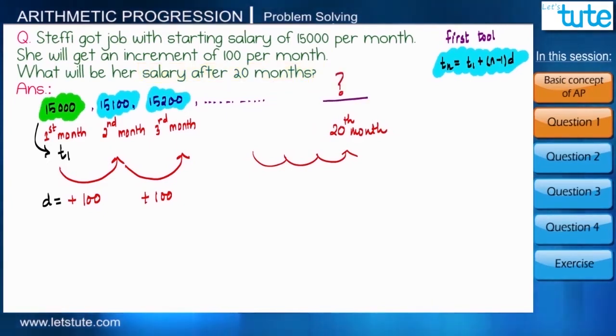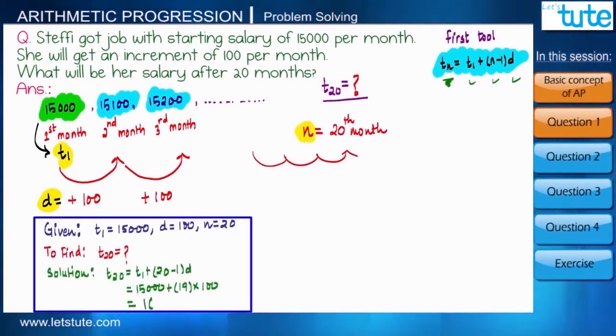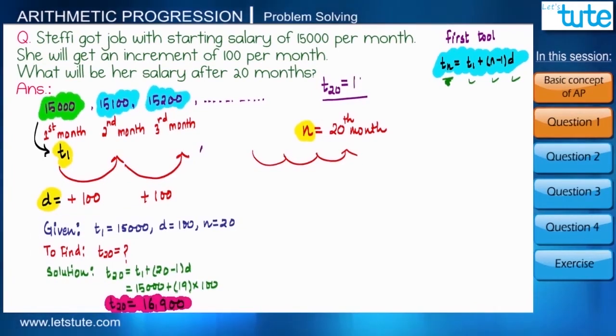So now tell me what is given and what is asked. The position of the term is given as 20. That means N equals 20. And we have to find the value of the term at that particular position, that is T20. So we have got 3 parameters, T1, D and N. Now we can easily find the fourth parameter, that is Tn, and it comes out to be 16,900. So her salary in the 20th month will be 16,900. If we understand the situation, we can solve any kind of arithmetic progression very easily.